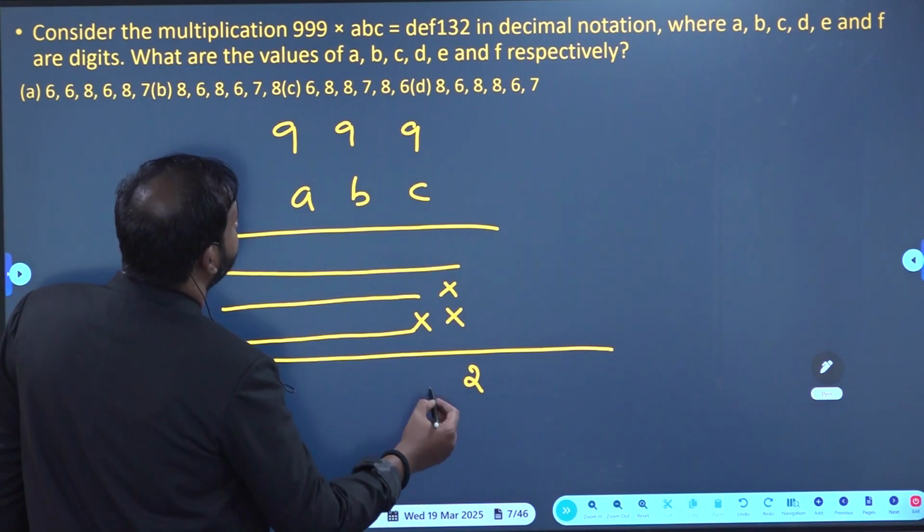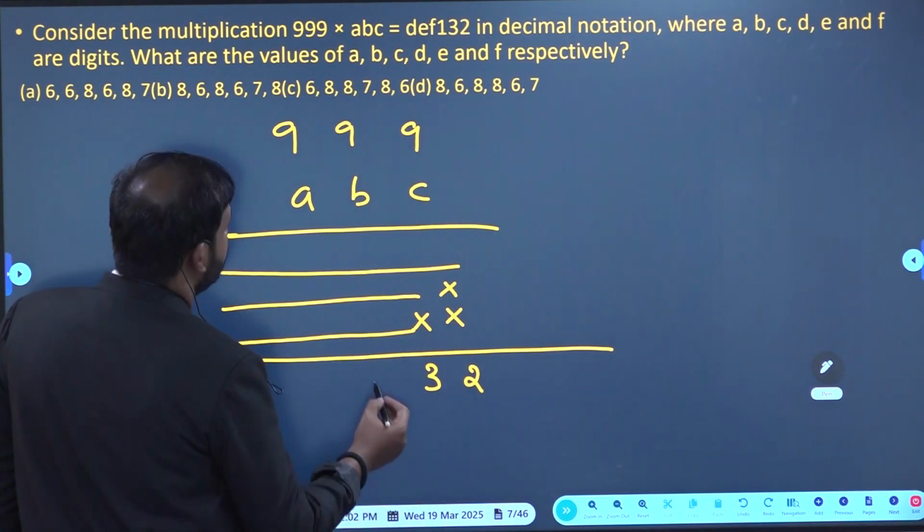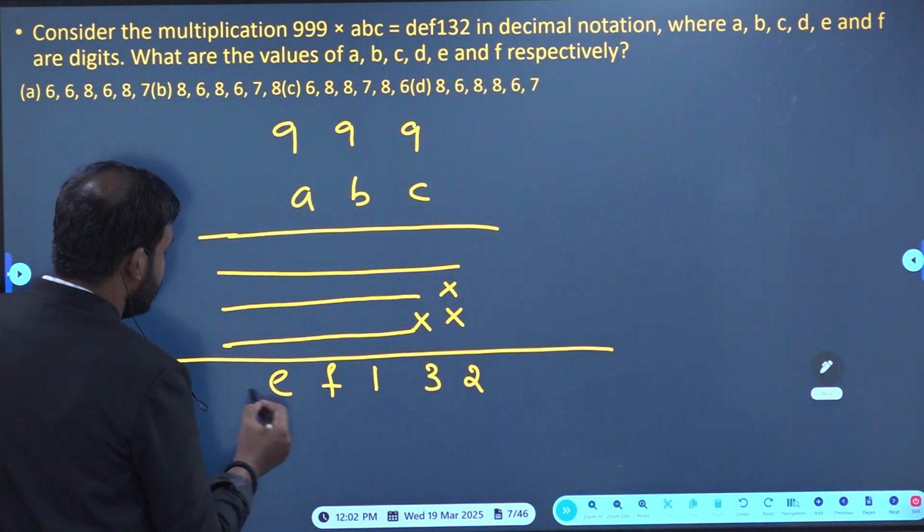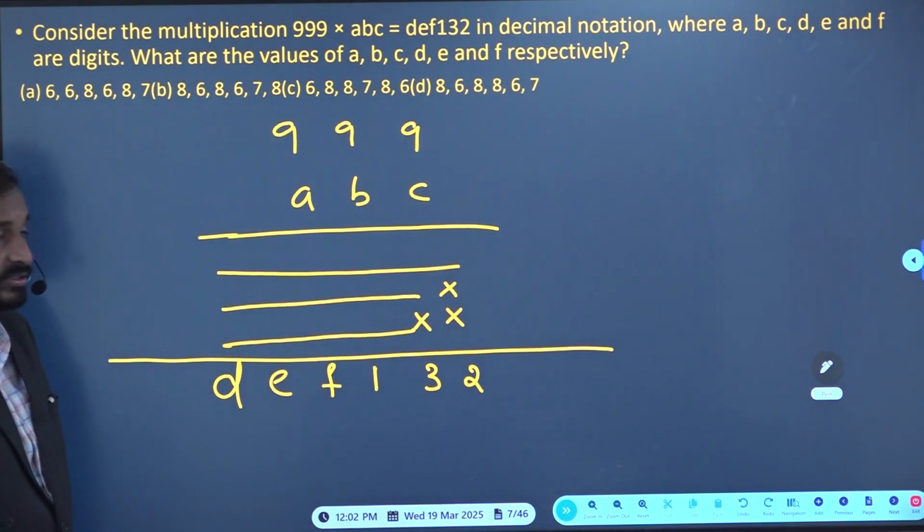2, 3, 1, F, E, D. This should be my final answer.